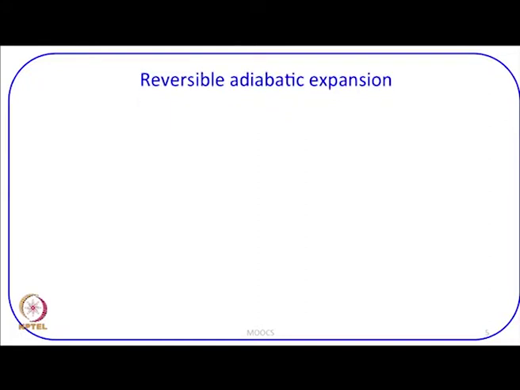Next, let us now talk about the special case of reversible adiabatic pressure volume changes. Remember that when we were talking about isothermal expansion of perfect gases, we showed that the maximum work is available from the system when it is operating under reversible isothermal conditions. And now let us see what happens if we remove that condition of being isothermal and carry out the process under adiabatic conditions.